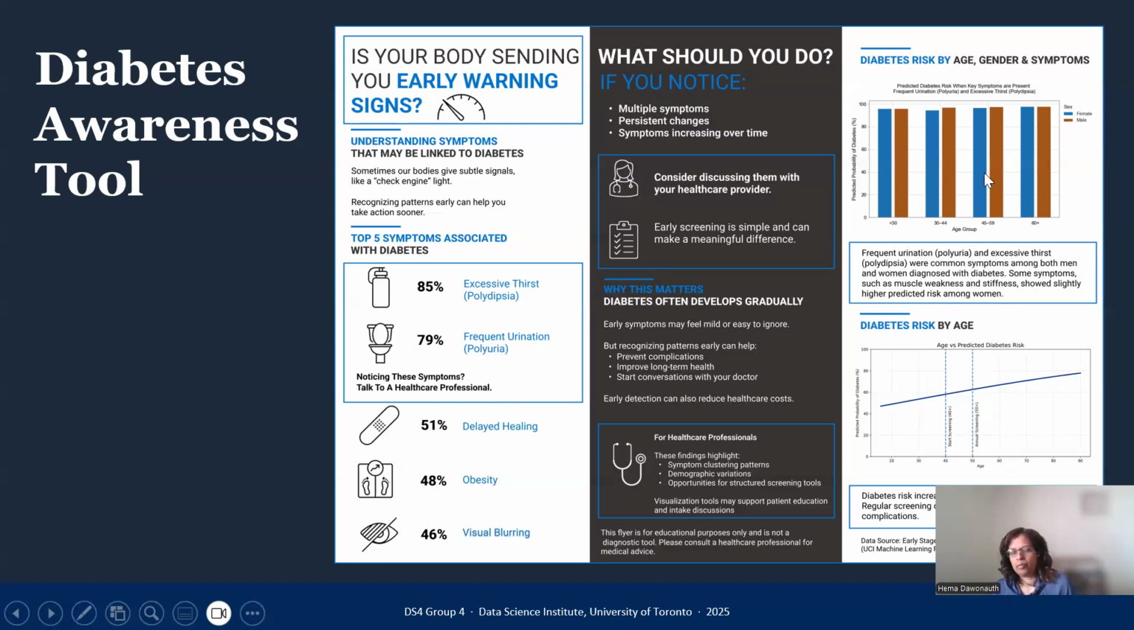And these are the graphs we used. We thought these are simple and easy to understand graphs.